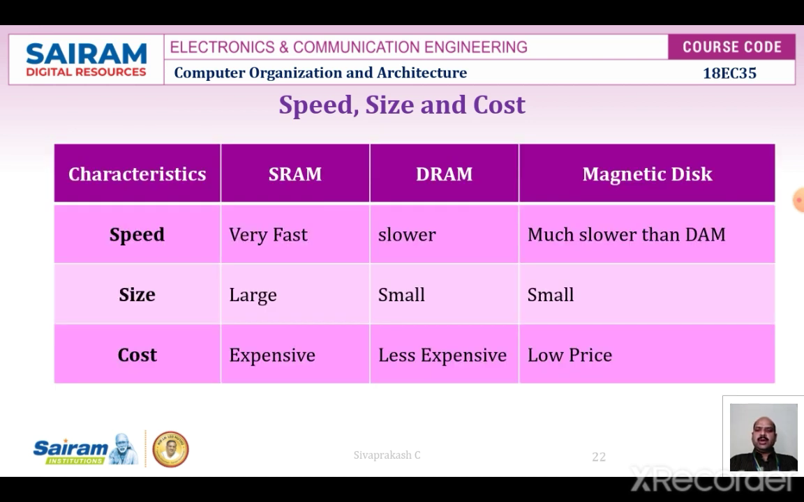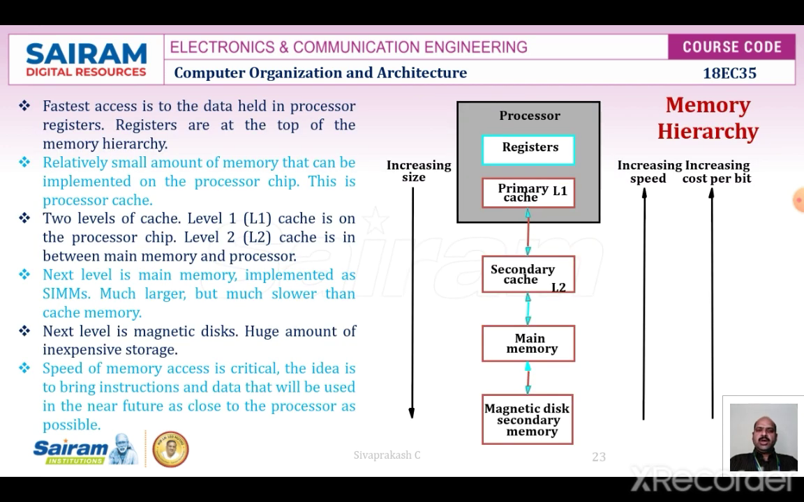So a small tabular column which is going to explain the characteristics of speed, size and the cost for the SRAM, DRAM and the magnetic disk. Moving on to the memory hierarchy. The memory hierarchy always gives the highest priority to the registers. The main memory can be built with the DRAM. Thus, SRAM is used in smaller units where speed is of the essence.